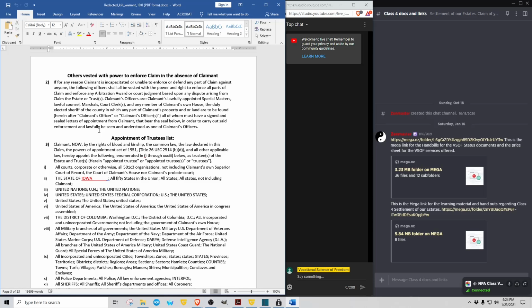All 50 states in the union, all states, notice I said capital S state and lower s state. So all capital S states, all lowercase s states. Not including claimant, because you technically are a lowercase s state, as I said, right? Second Amendment, free state of being, right? Lowercase s state is what consists of. Uppercase S state is what occupies, right? So make sure that those two things are always clear in your head. So again, we're not appointing ourselves as a trustee.